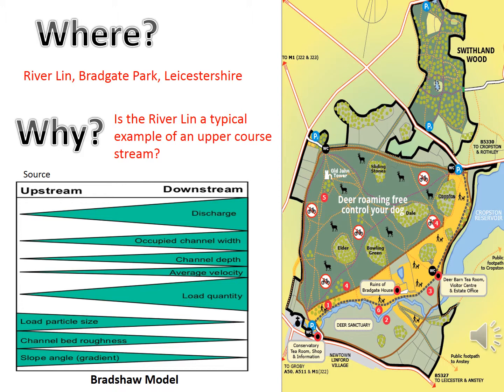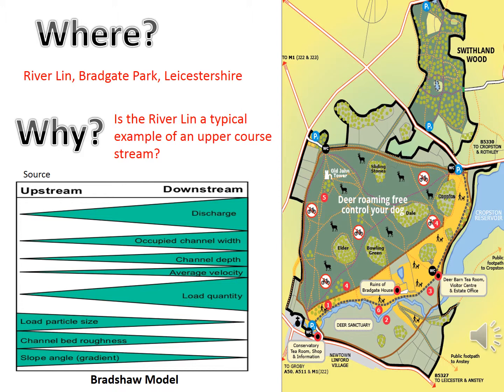It is also vital you remember why we went, which was to answer, is the River Lynn a typical example of an upper course stream? In order to answer this, we will use the Bradshaw Model. This model shows what is generally expected to happen to a river over its course from the source upstream, shown on the left of the diagram, as it flows downstream towards its mouth.